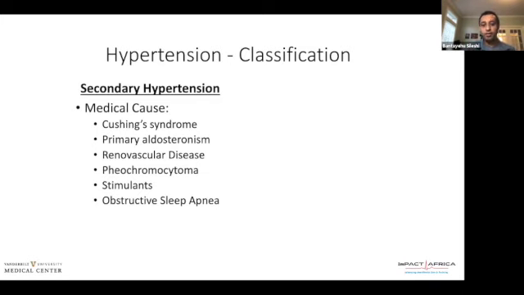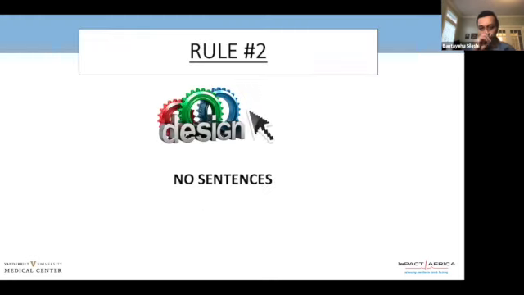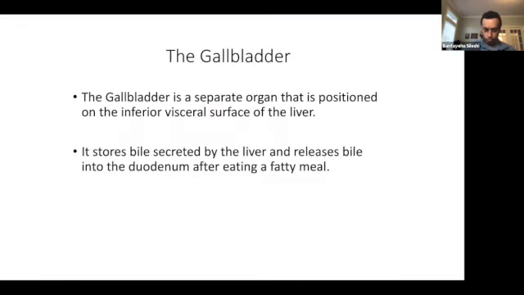Okay? So rule number two, no sentences. Okay? So here's an example. Gallbladder. Somebody's trying to tell us about the gallbladder.